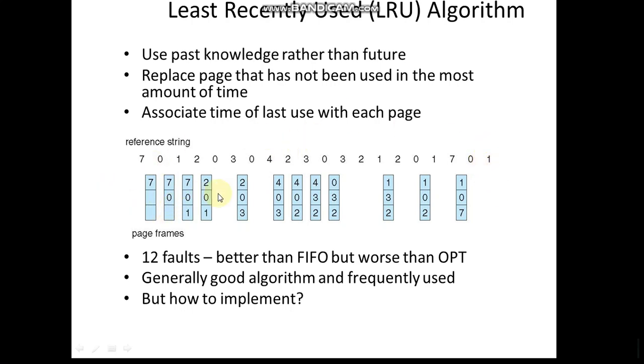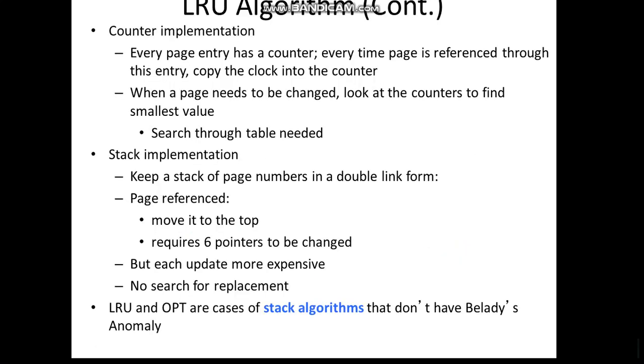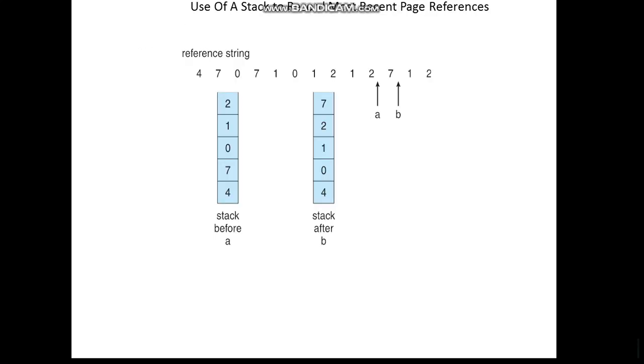When you count these boxes, there are 12 faults. This is better than FIFO but worse than optimal. It is generally a good algorithm and frequently used, but how to implement it is the important part here, right? So this is all about how to implement it using a stack. The most recent page references can be stored using a stack method. We just go on pushing, and the page appearing at a later point of time is what gets determined.